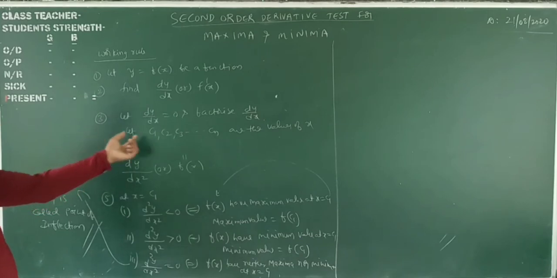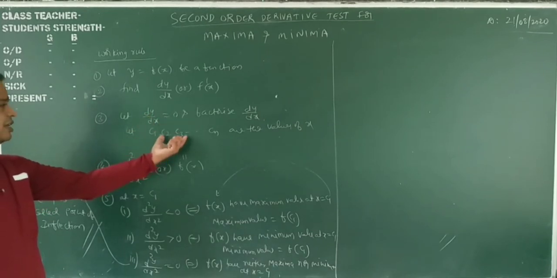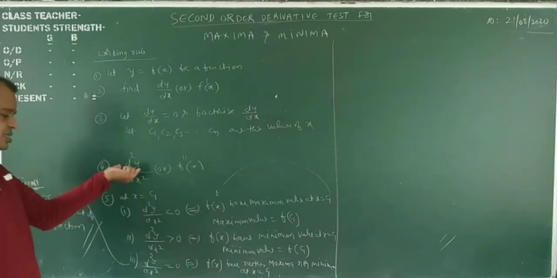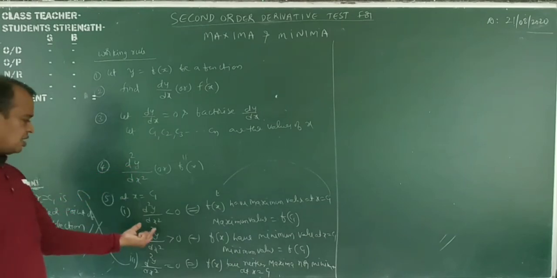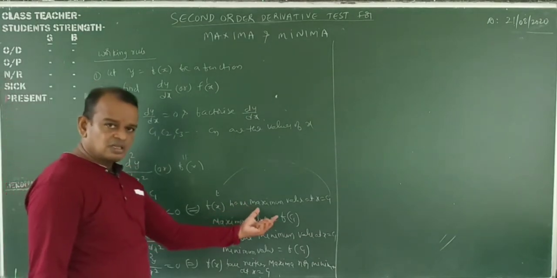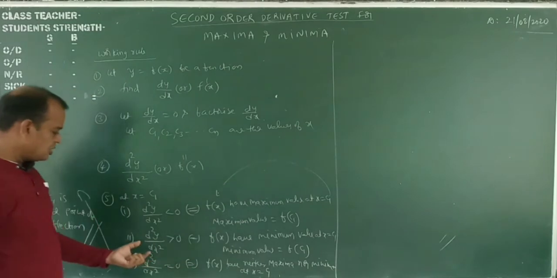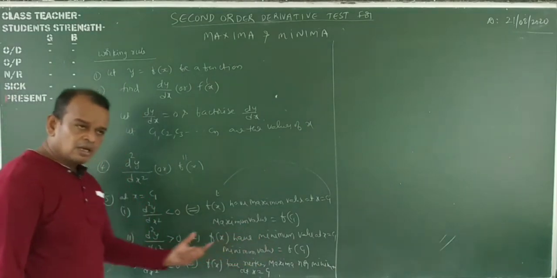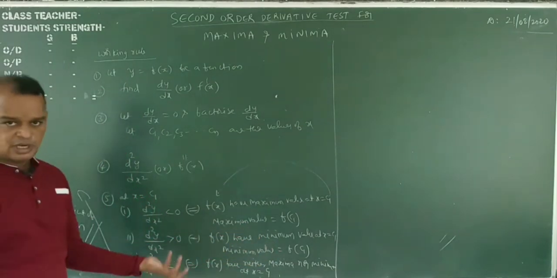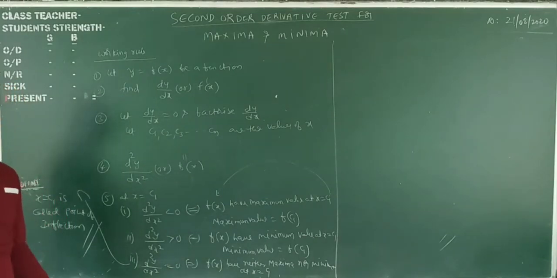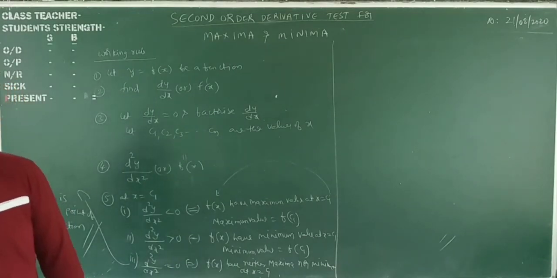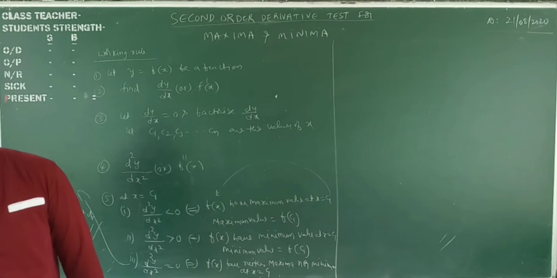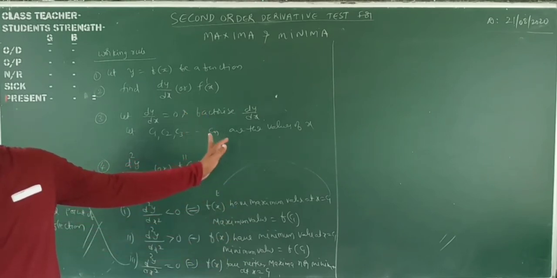After that, we get the critical points. Those critical points are substituted in the second order derivative. If the second order derivative is negative, the function has a maximum value. If positive, minimum value. If 0, no maxima, no minima. That is called an inflection point. Okay, we will go to one problem, my dear students. You will see the working rule for those problems.